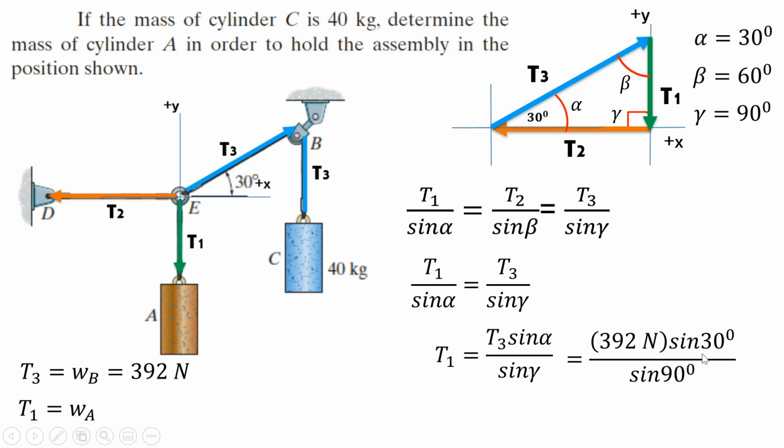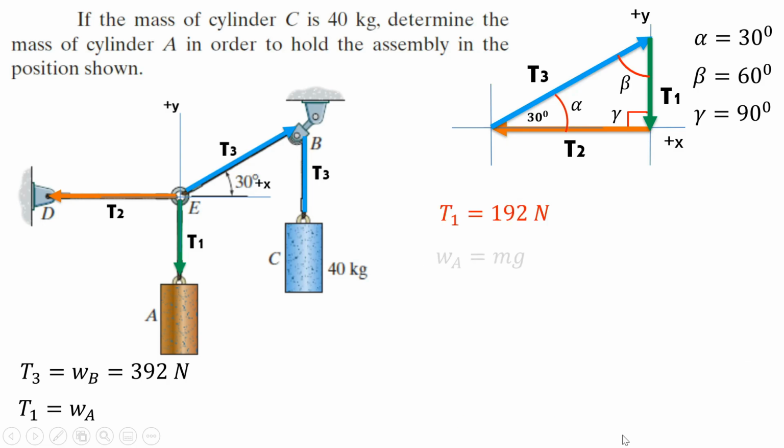Then sine 30, so that is the alpha. And sine 90, that is gamma. So the answer for T1 is 192 Newton. This T1 is also equivalent to the weight of A, but we are going to determine the mass.